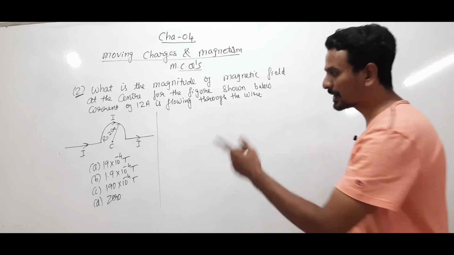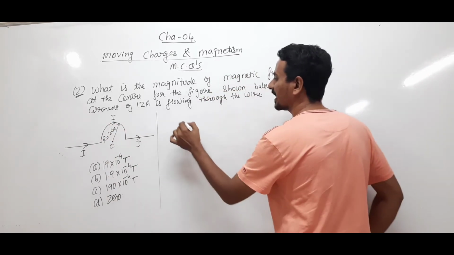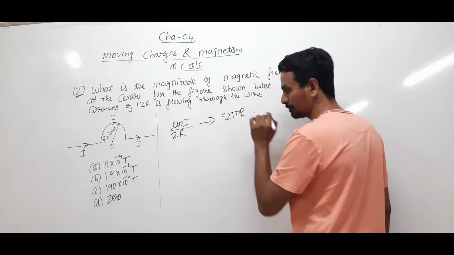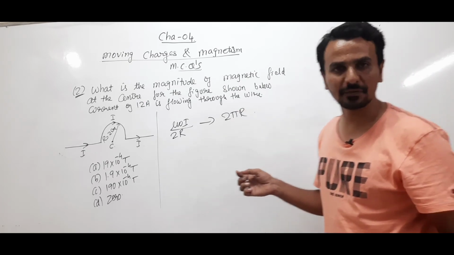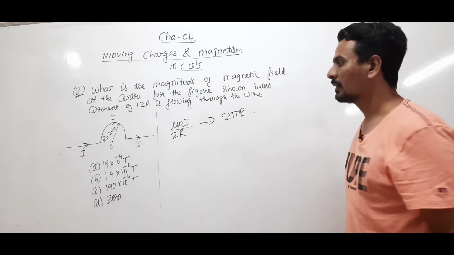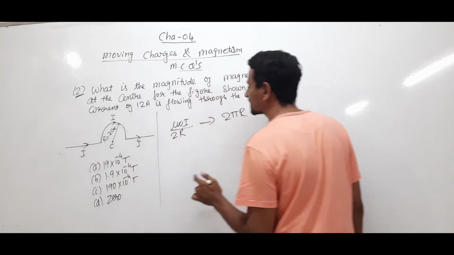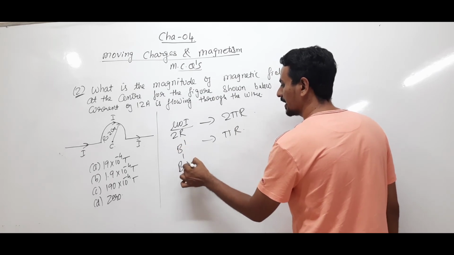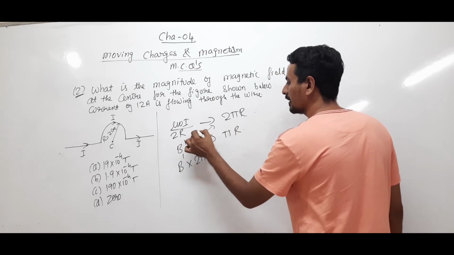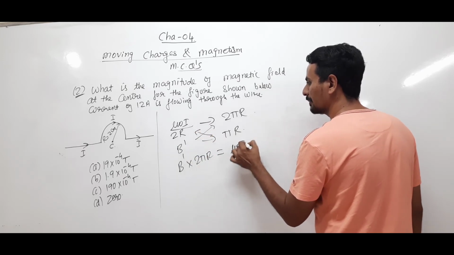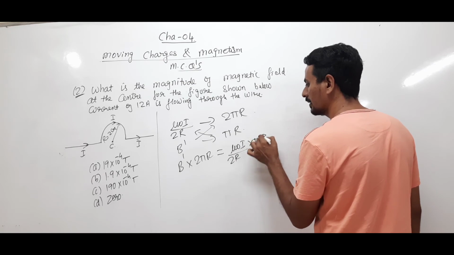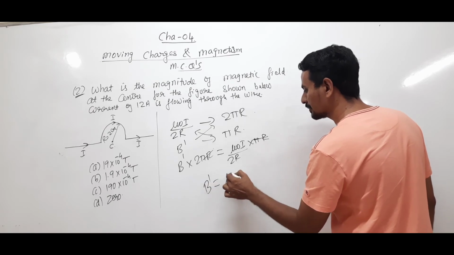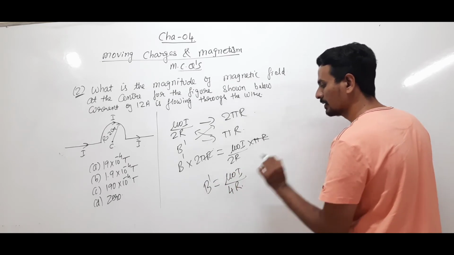Okay, so for a complete ring, magnetic field at the center is mu naught I by 2r. This is when the length is 2 pi r. But here it is a semicircle, that means the length is pi r. So what will be the magnetic field? So B dash into 2 pi r will cross multiply equals to mu naught I by 2r into pi r, r gets cancelled. Fine. So B dash is equal to mu naught I by 4r, right?